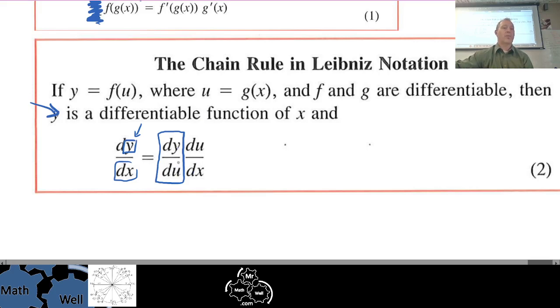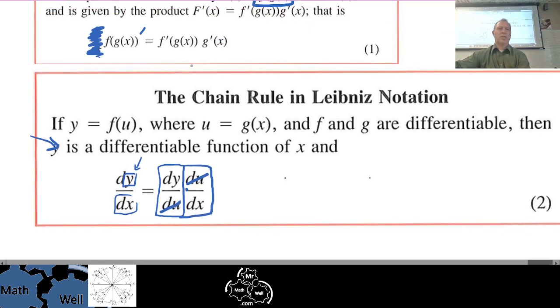So with respect to whatever the inner function is, the inner function is the variable kind of thing we take the derivative with respect to, and then we multiply by the derivative of the inner function with respect to x. So when all is said and done, this is a multiplication, and we have du and du canceling out, sort of dividing out, and we end up with dy over dx. In this sense, I guess people would argue that Leibniz notation is much easier to envision and to work with than this one.